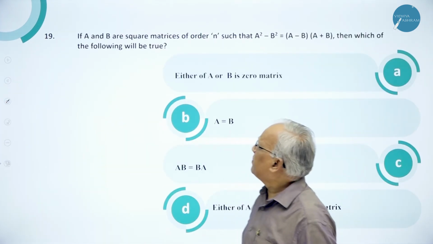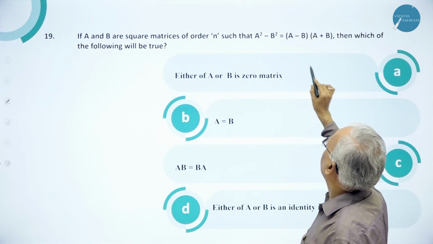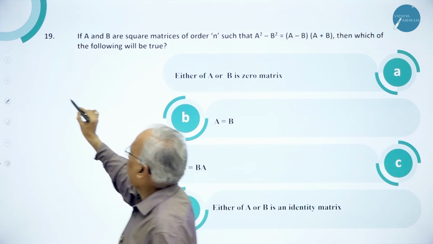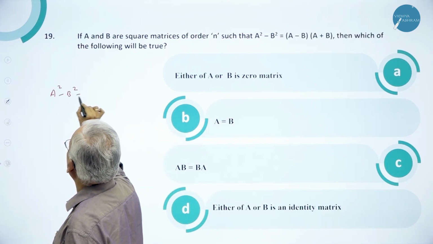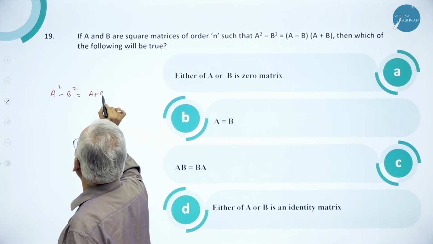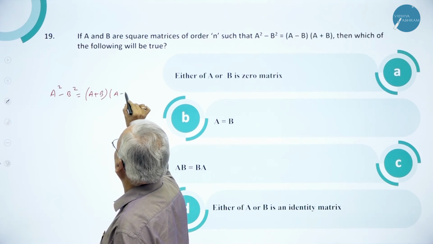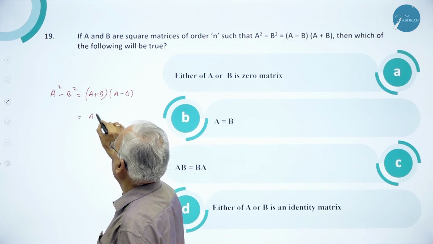A and B are square matrices of order n such that a squared minus b squared is a minus b into a plus b. Then which of the following is true? See here, a squared minus b squared is given to be a plus b into a minus b, or a minus b into a plus b. Fine, take whichever, it doesn't matter. a minus b into a plus b is equal to a squared.